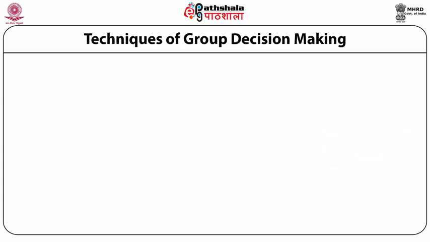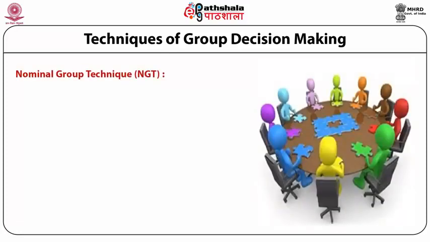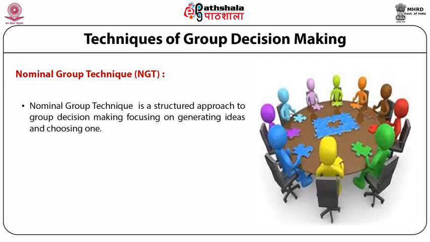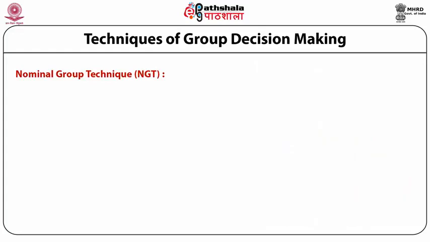The second important technique is called nominal group technique or the NGT technique. Now, this is a structured approach to group decision making which focuses on generating ideas and choosing the one which best suits the needs of the group. Let's discuss this technique in a little bit more detail and find out the various steps that are involved in NGT decision making.